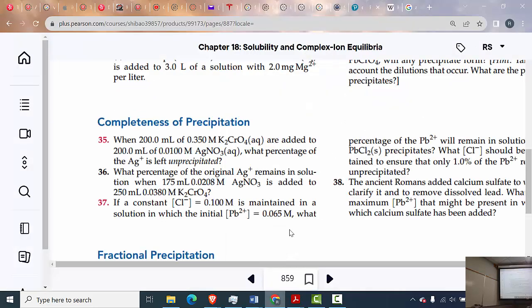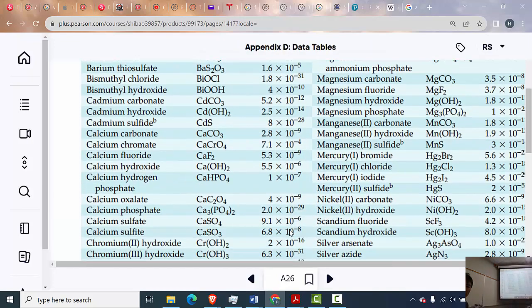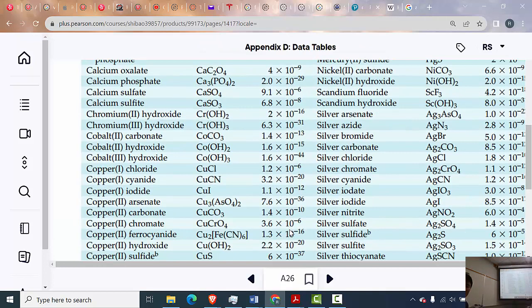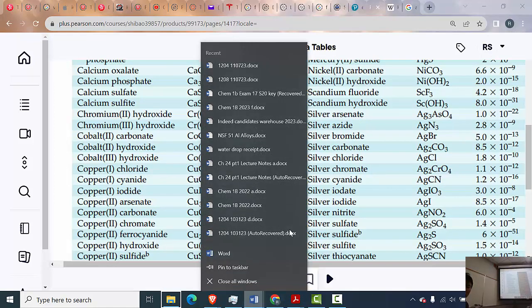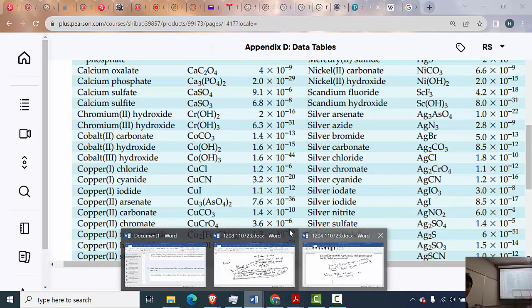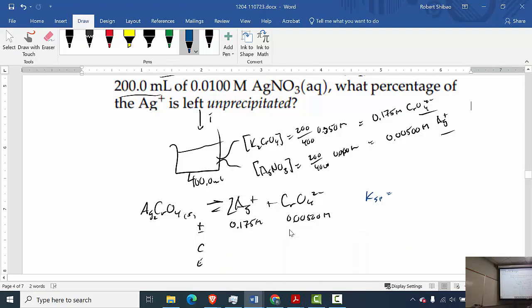We can take a look at the KSP value here of what it is. 1.1 times 10 to the minus 12. It's pretty small. It's going to precipitate. This is going to be way too big. But I don't even bother calculating Q. I wouldn't even calculate Q mentally.